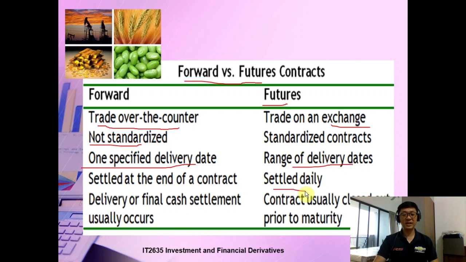Settlement of profit and loss in futures is daily, whereas for forwards it is at the end of the contract. Delivery is usually cash, and sometimes the contracts are closed even before maturity, before expiry. So with futures you can see a lot of transactions going on, changing hands over the exchange. That's why the exchange can be quite busy.